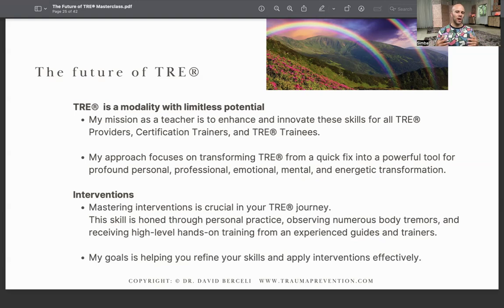And when you learn to master these interventions, which is a skill that you need a lot of practice and you need to observe a lot of bodies to do, and you need to get that practice and guidance from someone that's skilled within it, you can really start to do magic with this modality. And my goal is really to help people refine these skills and apply these interventions effectively for themselves, but also professionally in their TRE practice.